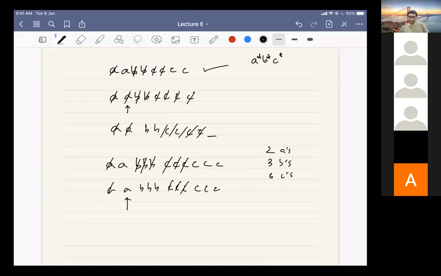Now we find an A, so cross it. For every B that we find, cross a C. Once all B's have been crossed, there are no more B's, so we would restore the B's. So we would be in this position.